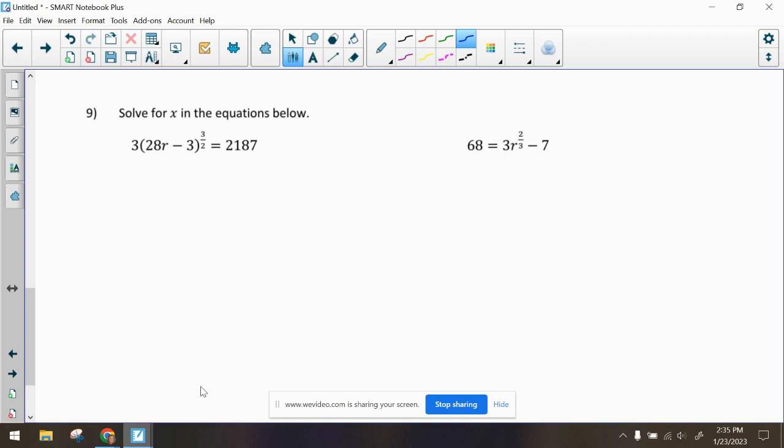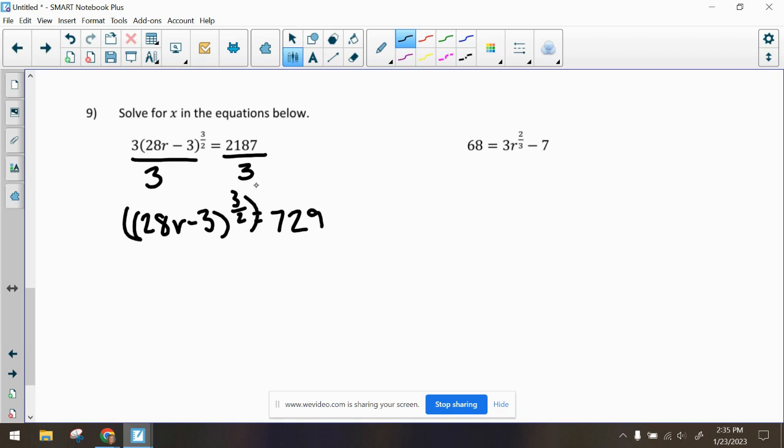Question number 9 is again a solving problem, but now we're solving with a rational exponent. So to start it out, my goal is to get the parentheses by themselves and then take it to the reciprocal power. So I'm going to start by dividing both sides by 3 so that we're left with 28r minus 3 to the 3 halves is equal to 729. So then we can raise each side to the 2/3 power.